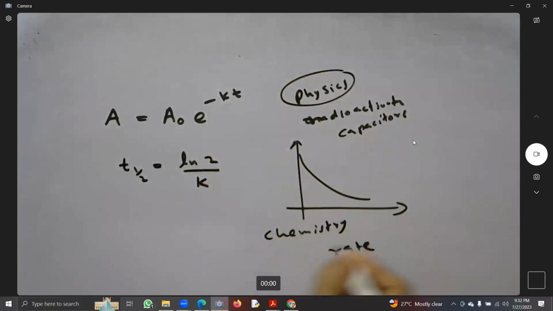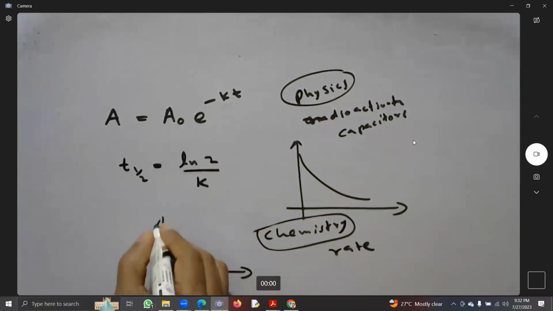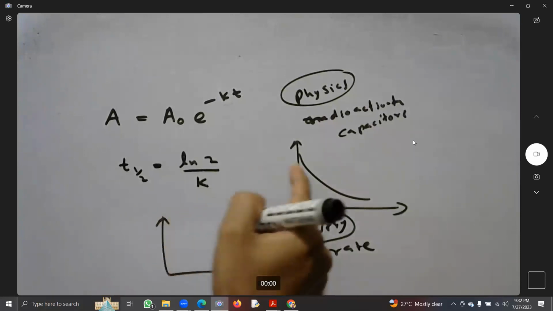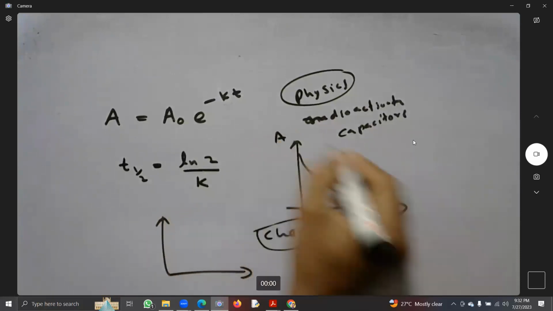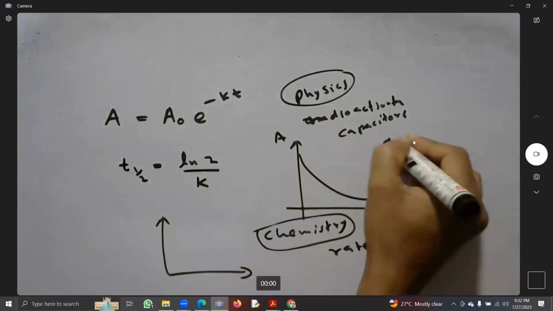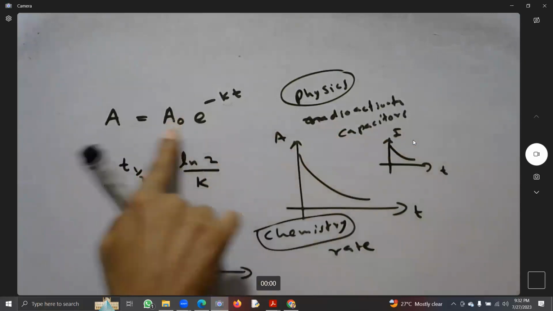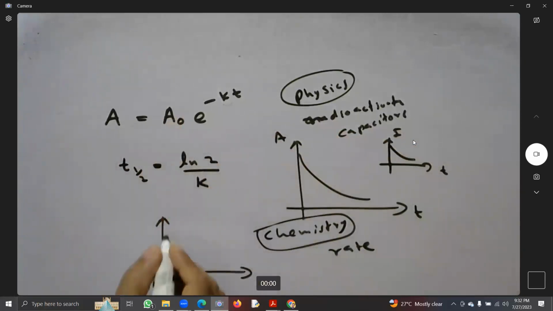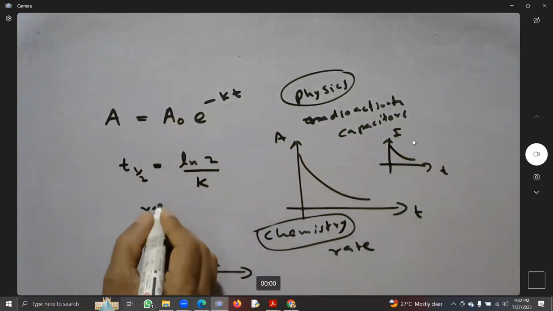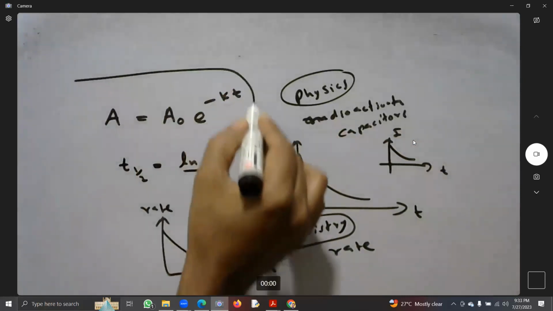Rate of a reaction, half-life, you can use the same thing. For radioactivity, it's activity versus time. For a capacitor, it will be current versus time. When we come to that chapter, I'll say current versus time. This is the initial current, that will be the final current. Now here, again, rate versus time.